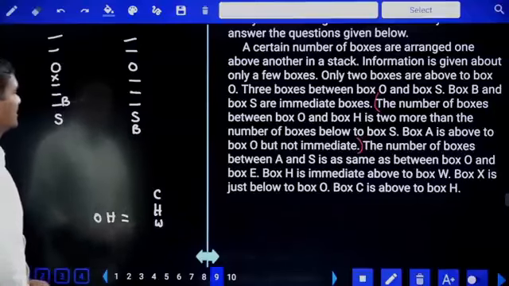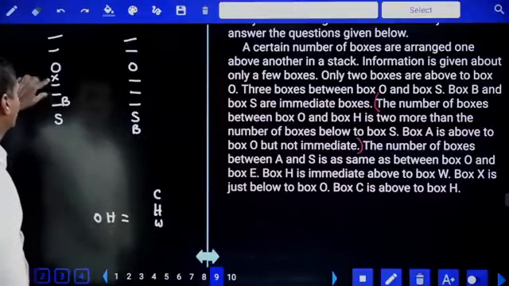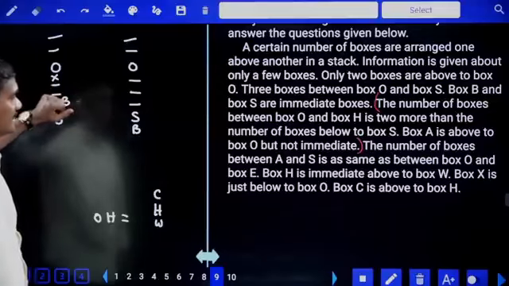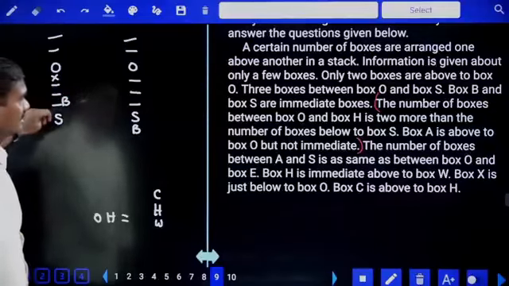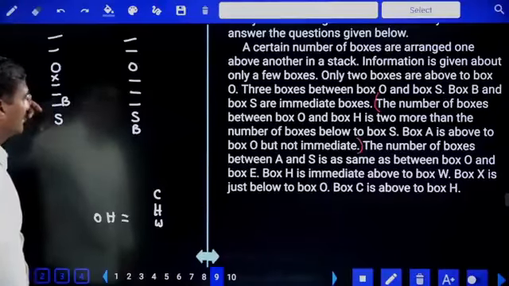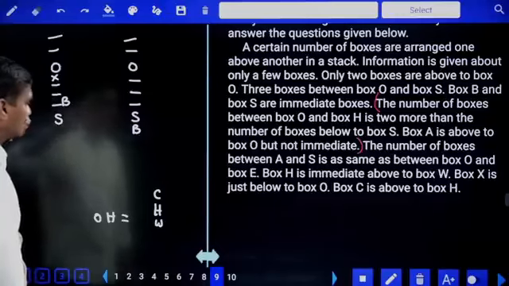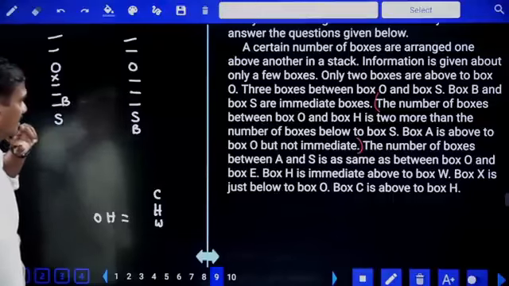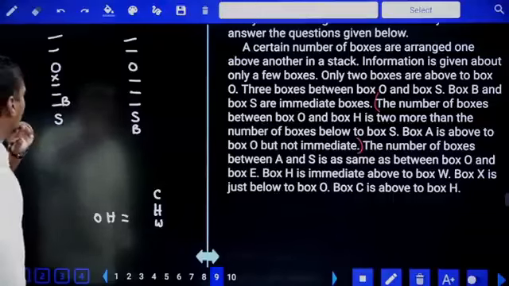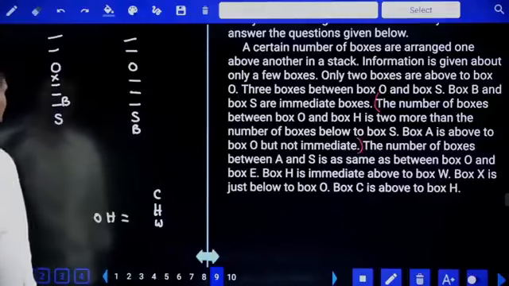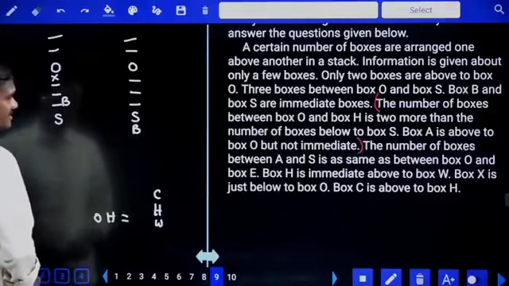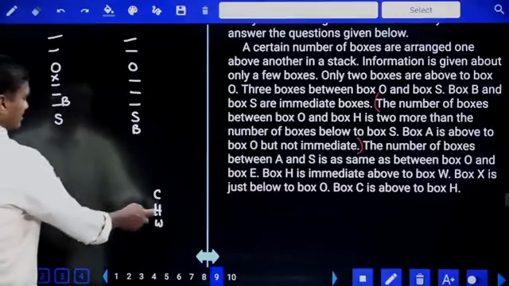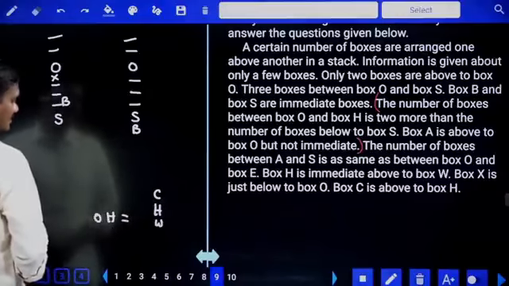Now 2 boxes are there above this O, and 3 in between O and S. Next, B is adjacent to S. And the number of boxes between O and H is 2 more than the number of boxes below S. The number of boxes between A and S is the same as between O and E. And H is immediately above W. O and C equals this one.